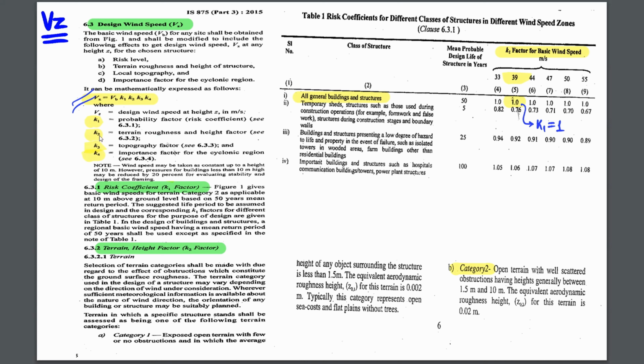Okay, now moving to the K2 value, that is terrain roughness. Okay, so to get the K2 value from here, at terrain height factor, K2 factor, as you can read, there are four categories: category 1, category 2, category 3, and category 4. Here I have not shown. So basically, it tells what is the height of your building and the density of buildings in your area, according to which we have to select this K2 factor.